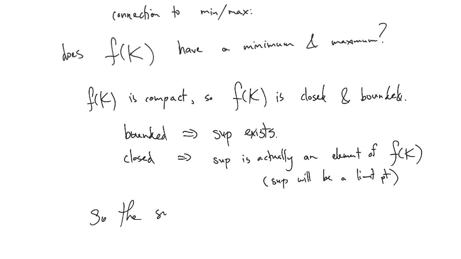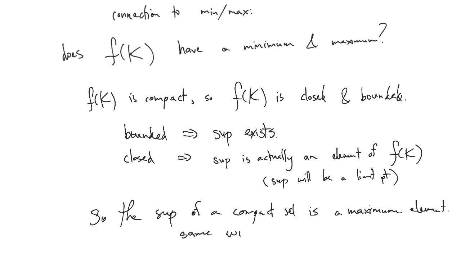So this is generally true of any compact set. The sup of a compact set is actually a maximum element. And then the same for the minimum element: everything I just said about the inf works out the same way. So I'll just say same with the inf and a minimum.